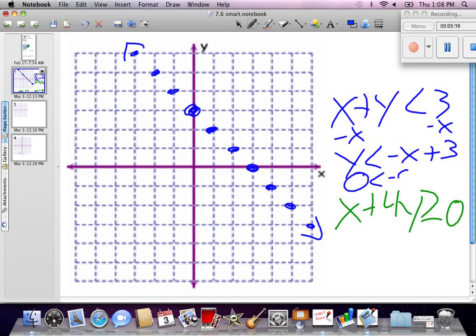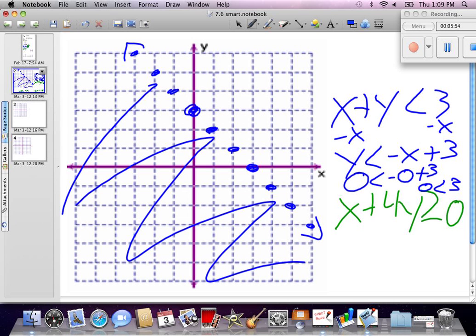Okay? Now I'm going to figure out where I shade. I'm going to plug in 0 for y, 0 for x, and I'm going to get 0 is less than 3. Is 0 less than 3? Is that a true statement? Yes. Okay, so I'm going to shade over 0, 0. I'm going to do it real lightly because I know that's not my final answer.